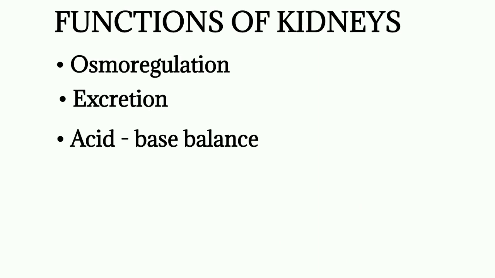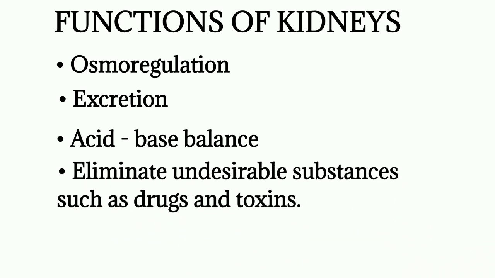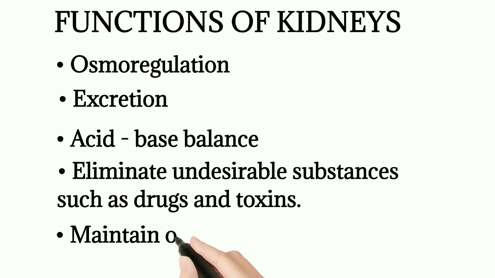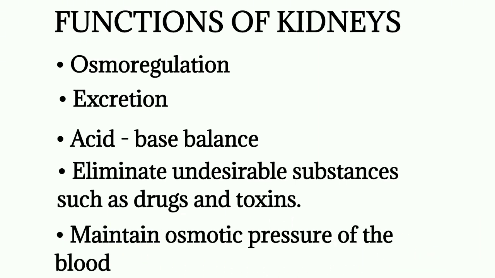Okay, so kidney maintains the pH of the body. The normal pH of human blood is between 7.35 and 7.45. Okay, so if the acid is high in the body, the kidney has to excrete more of acid with the urine. The same thing applies to the base to maintain a balance. Okay. So the fourth function of the kidney is that kidney helps to eliminate undesirable substances such as drugs, alcohol, and toxins from the body. And the last one is that kidney helps to maintain the osmotic pressure of the blood.